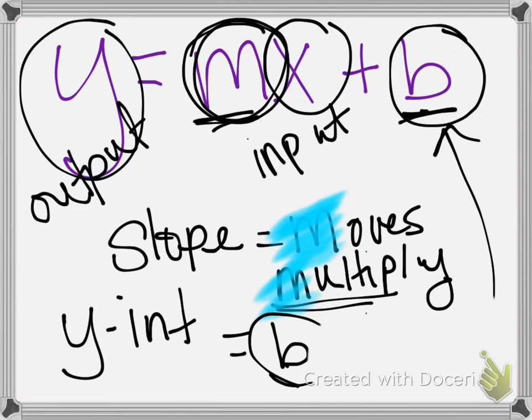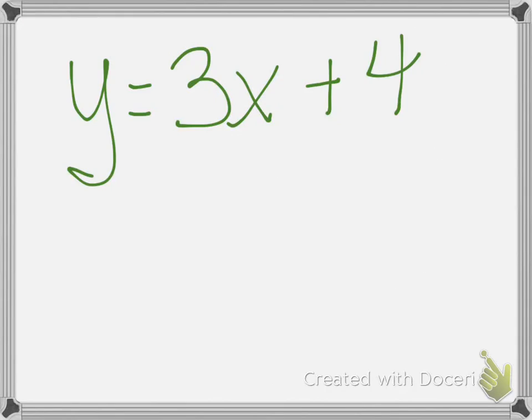Okay, so let's look at a couple of examples. Here we have y equals 3x plus 4. There's a few things that we've gone over already. We know that our y and our x both come from our table, right? So we're not going to mess with those. That's our input for our x and our output for our y.